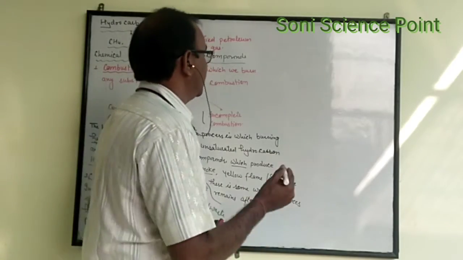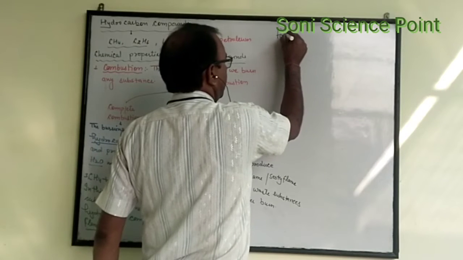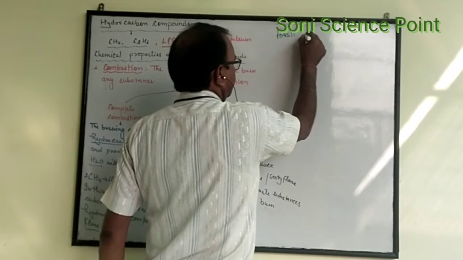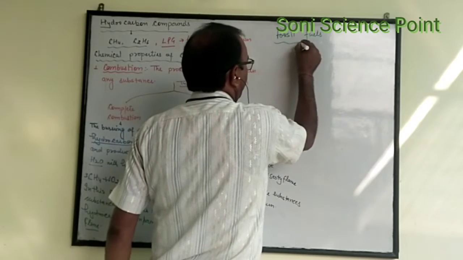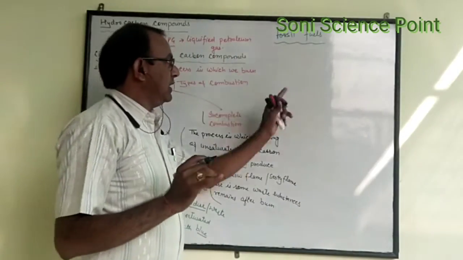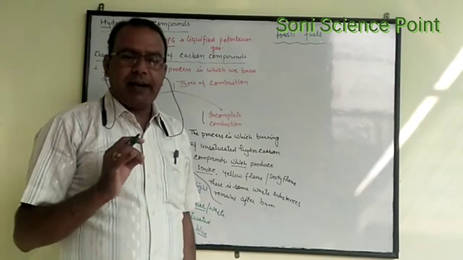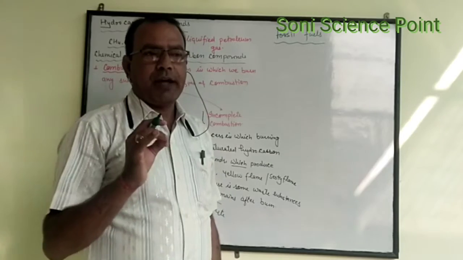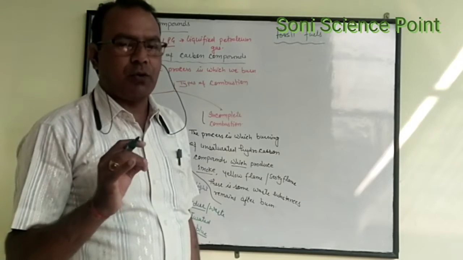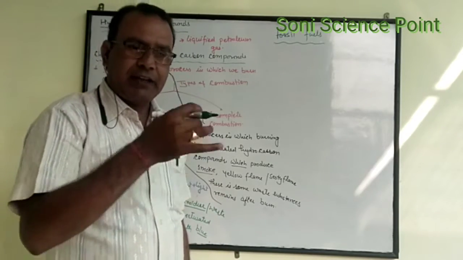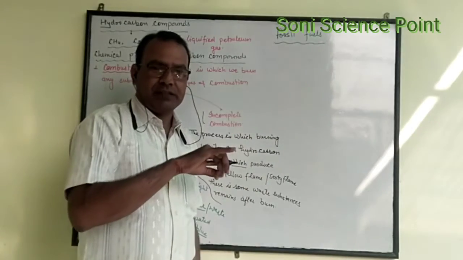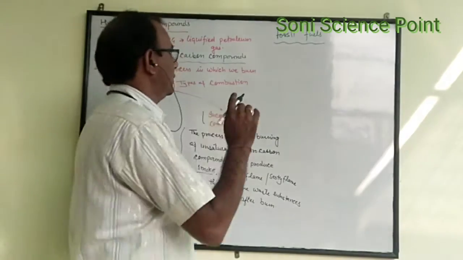The second one is fossil fuel. What do you mean by fossil fuels? What are fossil fuels? First one is fossils. The dead and decayed parts of animals and plants are known as fossils. And the fuels which are produced from fossils are called fossil fuels.